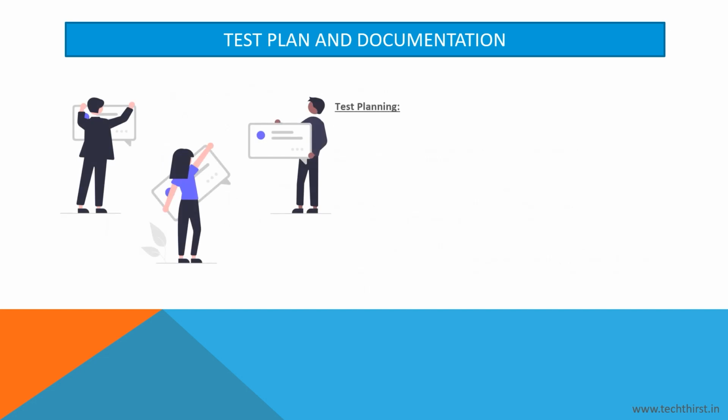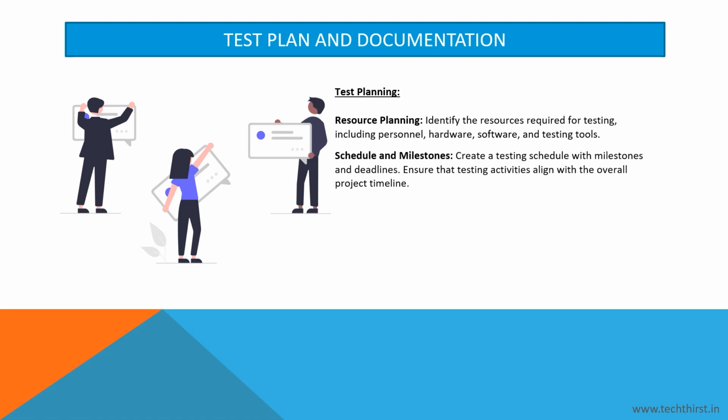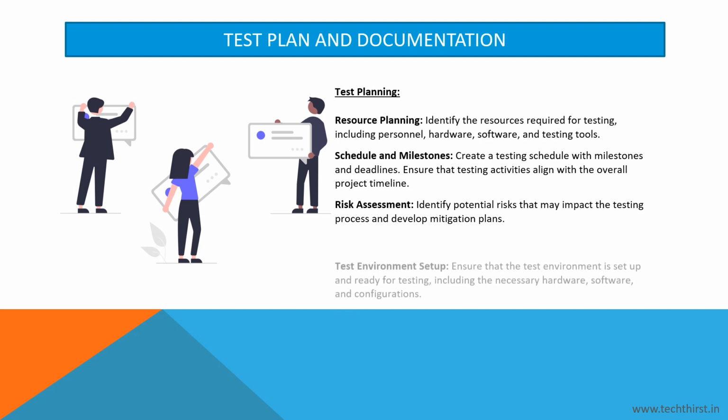Resource planning. Identify the resources required for testing, including personnel, hardware, software, and testing tools. Schedule and milestones. Create a testing schedule with milestones and deadlines. Ensure that testing activities align with the overall project timeline. Risk assessments. Identify potential risks that may impact the testing process and develop mitigation plans.